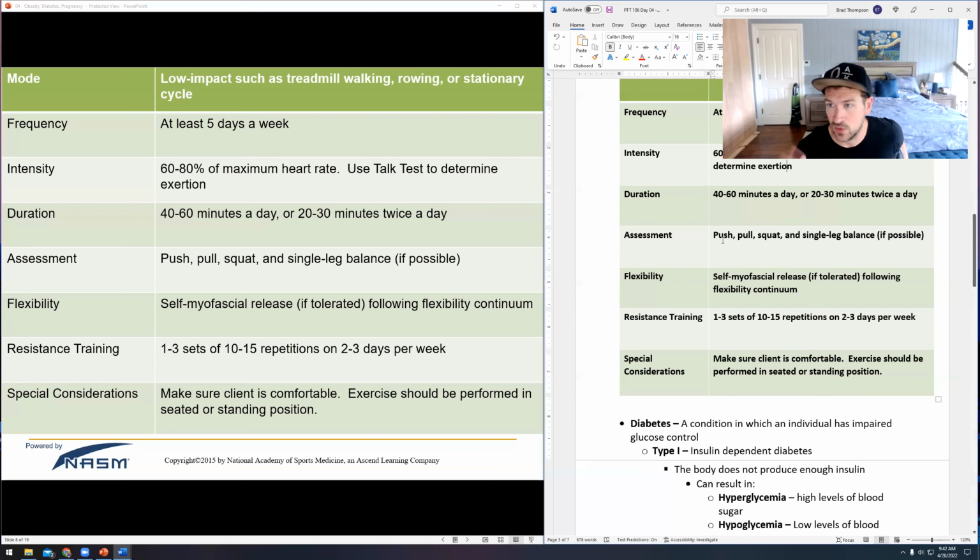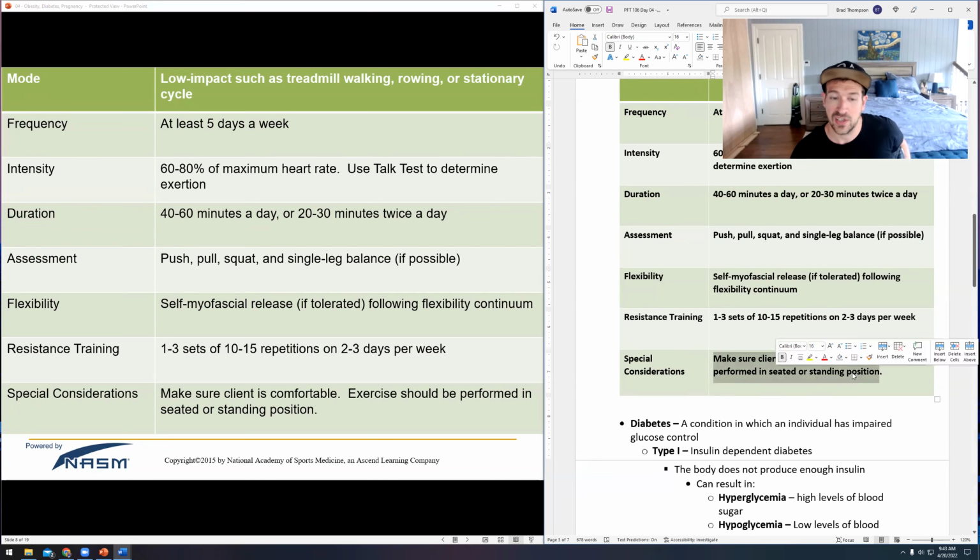Assessments: push-pull, overhead squat, single leg balance, single leg squat if possible. When it comes to flexibility training, you want to mainly focus on the types of self-myofascial release that can be tolerated. So foam rolling might not actually be an option here. Instead, the Theracane, the Tiger Tail, right? And then we can follow the regular flexibility continuum. So we can do static stretches, active stretches, and dynamic, depending on what level your client is in.